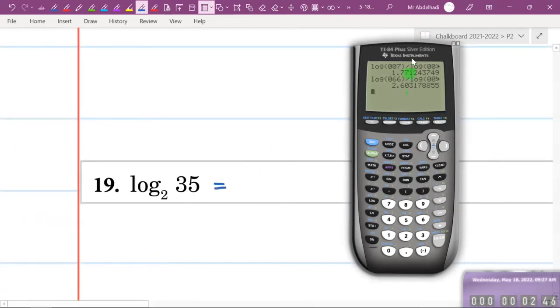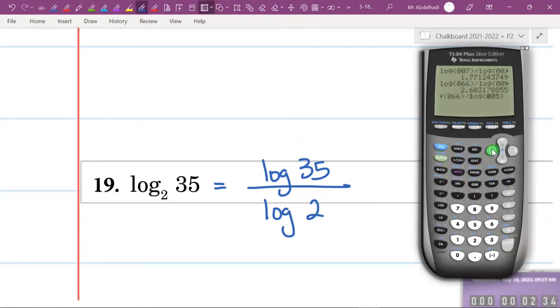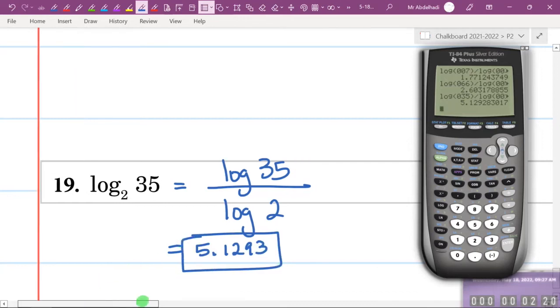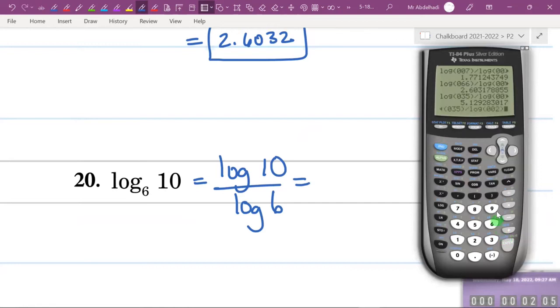How about 19? How do you rewrite this one? Once again, the change of base theorem is really simple. Just take a log of the big number, divide it by the log of the little number. So 35 over 2. Go back into my calculator, use 35 for the top one and 2 for the bottom one. And I get 5.1293. And then finally, number 20, the last problem for your quiz, log of 10 over log of 6. Now, log of 10 is 1. Log base 10 of 10 is going to be 1. But since I already have it set up in the calculator, I'll just put in 10 and 6.